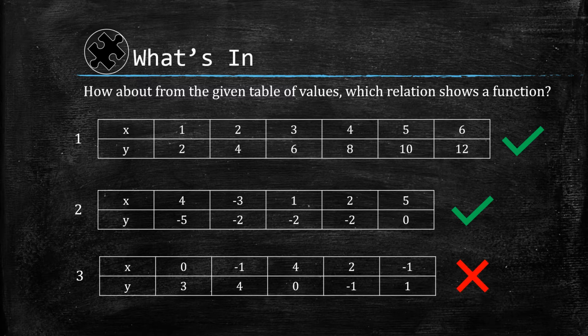And the third is not a function. Here, class, negative 1 has two partners, 4 and 1. So this is not a function. Okay? So let's have another form of how to determine a function. This is what I told you: x has two partners. Okay?